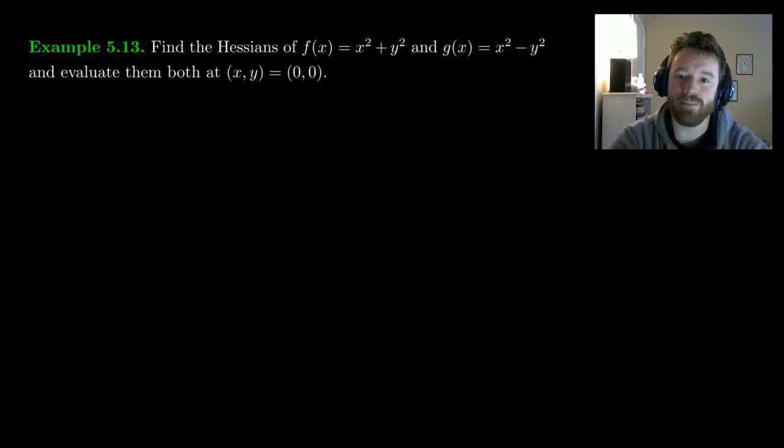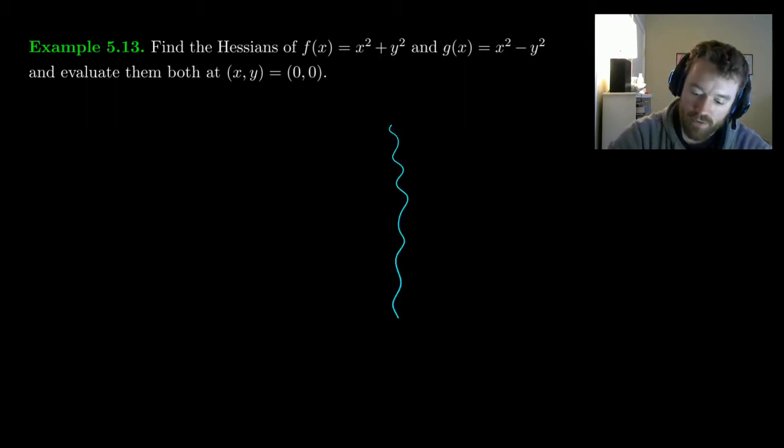Right, our last example today will be just an example of the Hessian. Remember, we'll be talking more about all of this stuff, the Hessian, the gradient, tangent planes, partial derivatives in a future chapter. We're just sort of building the machinery right now. So I want to find Hessians of both f of x equals x squared plus y squared and g of x is x squared minus y squared. So let's do both of these.